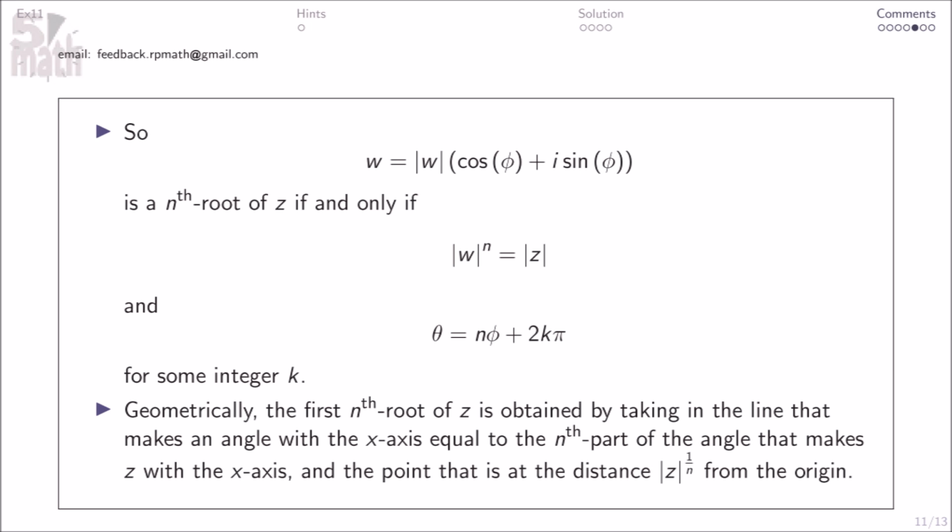Geometrically, the first nth root of z is obtained by taking the line that makes an angle with the x-axis equal to the nth part of the angle that z makes with the x-axis, and the point that is at the distance absolute value z to the 1 over n from the origin.